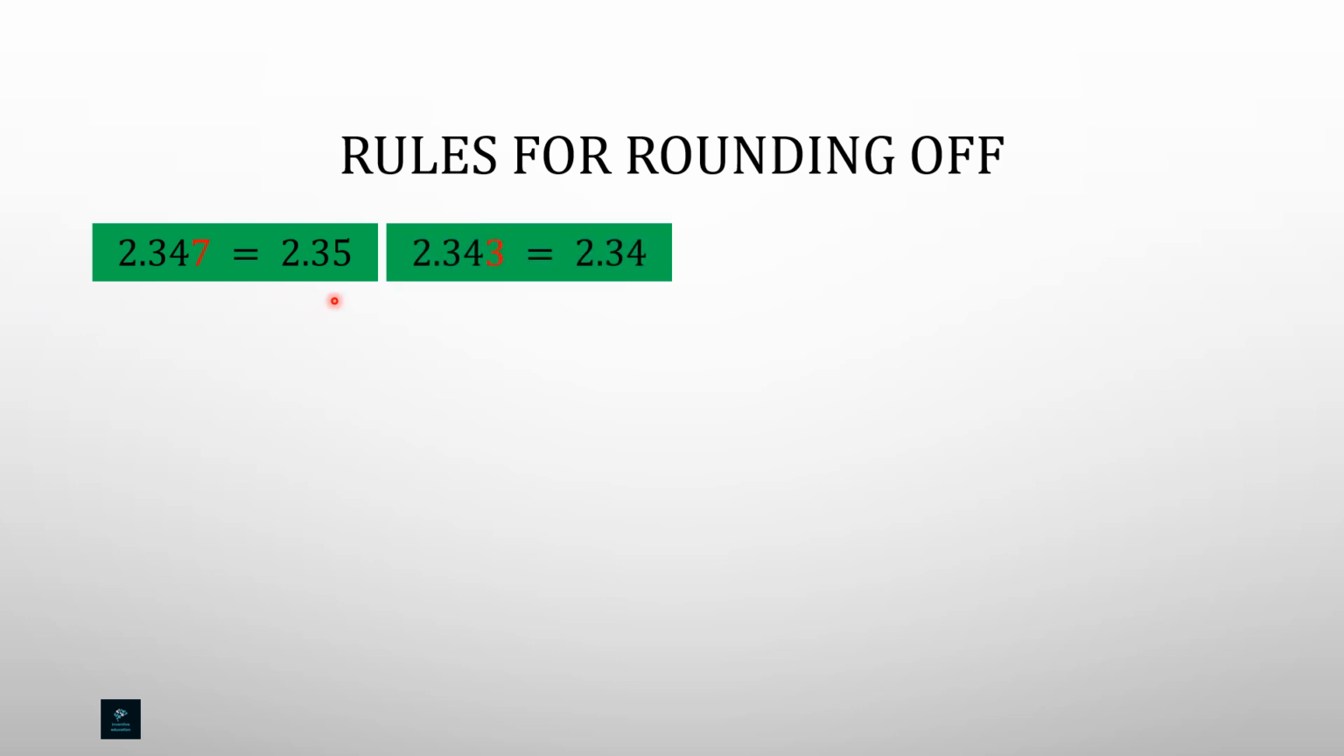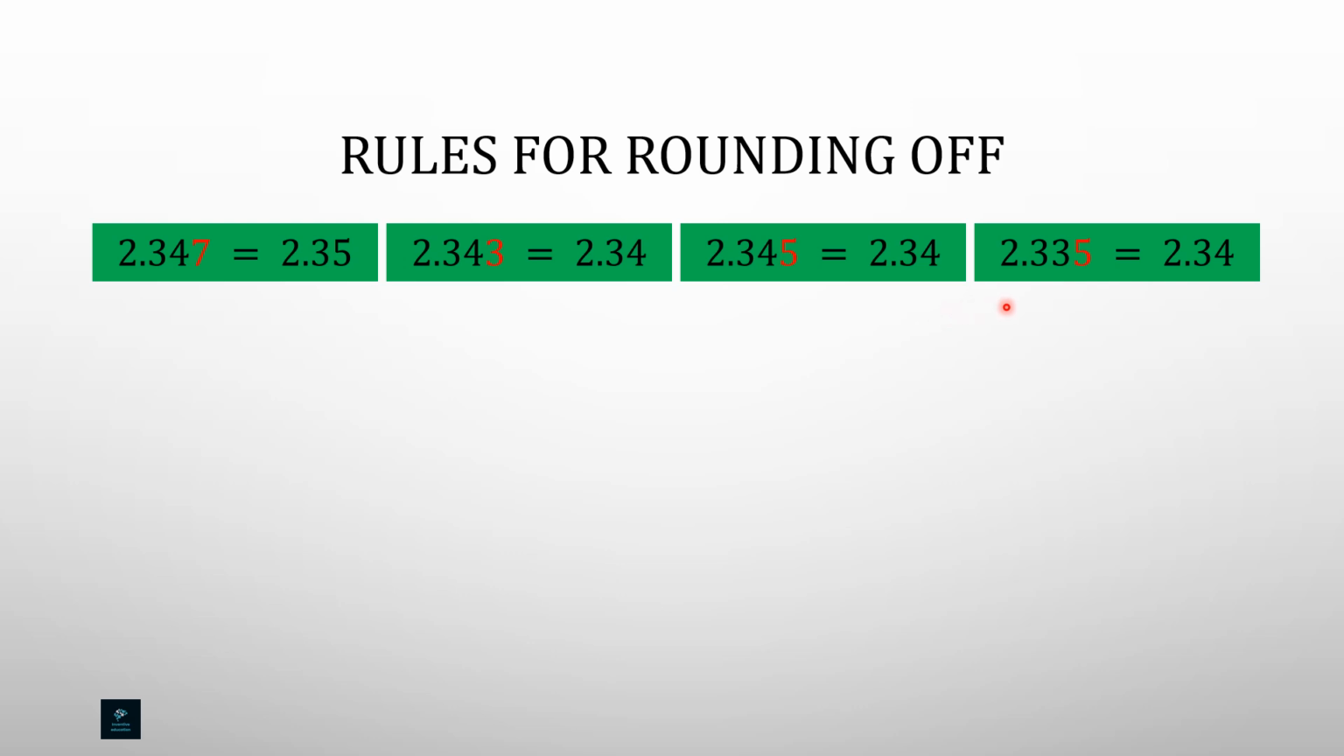If the digit to be rounded off is less than 5, the preceding digit is left unchanged, therefore 2.343 becomes 2.34. If the digit to be rounded off is 5, we check whether the previous digit is even or odd. If it is even, it is left unchanged, and if it is odd, it is incremented by 1. Therefore 2.345 becomes 2.34 and 2.335 also becomes 2.34.